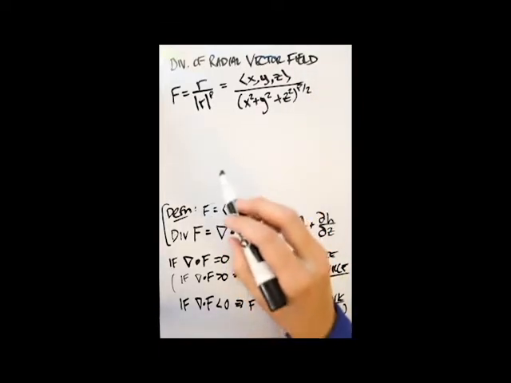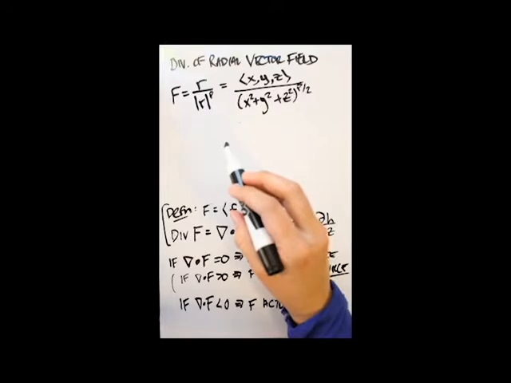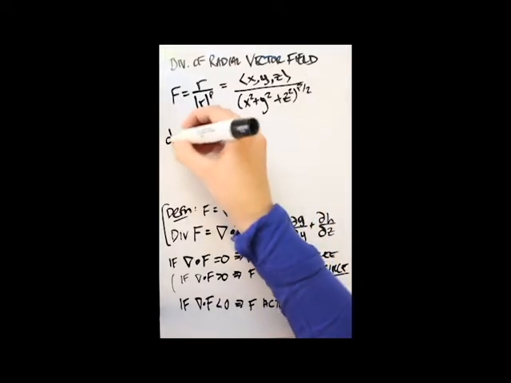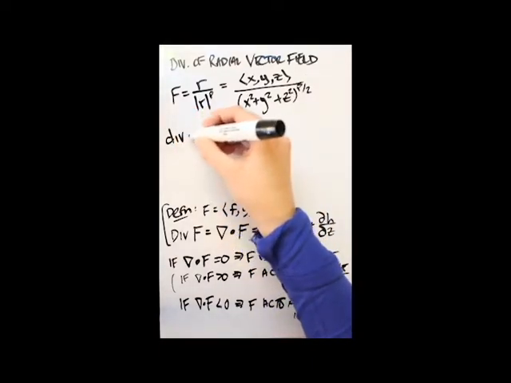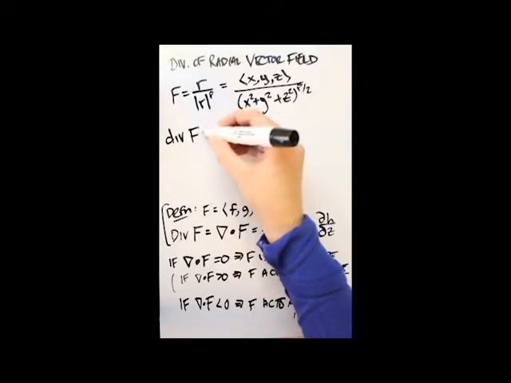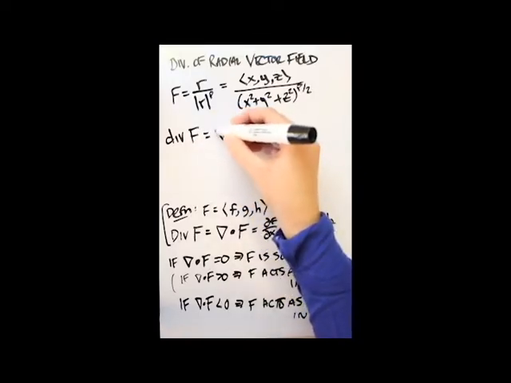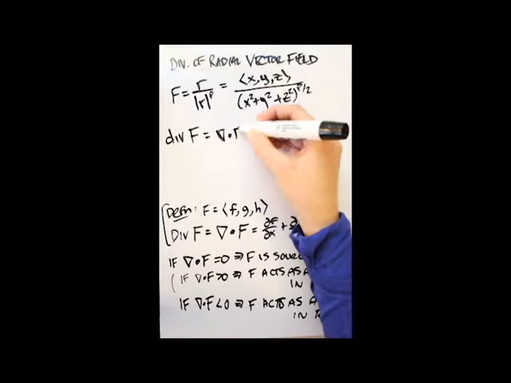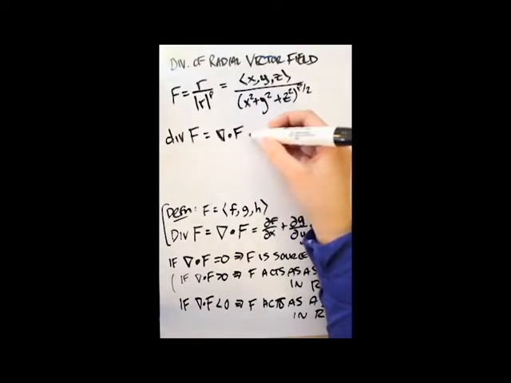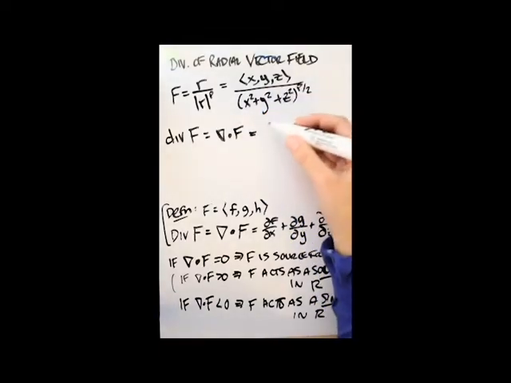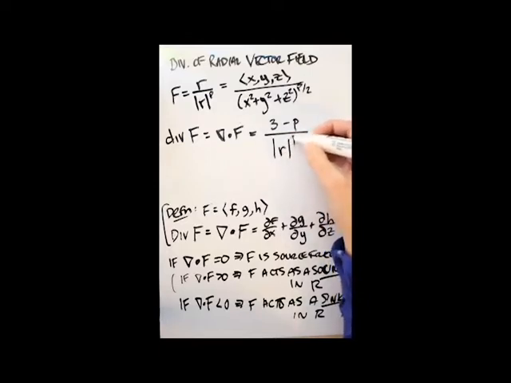If this is our radial vector field, then the divergence of F is still equal to del dotted with F. If you work this out, you can do it the long way, but it ends up being really nice. It's just 3 minus p over the magnitude of R to the p power.